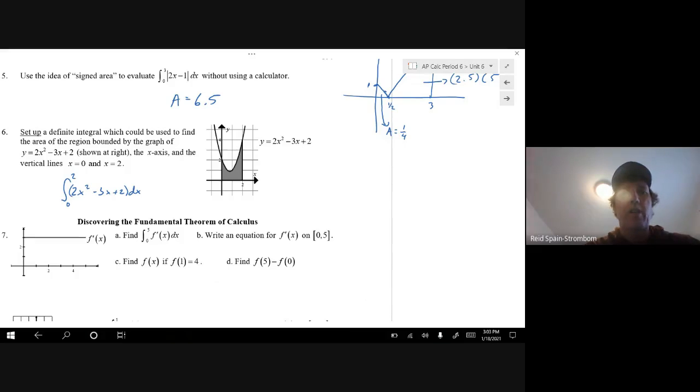Let's talk about, I'm going to go ahead and go to the next section. We're going to skip the discovering fundamental theorem of calculus. We might talk about that in class.